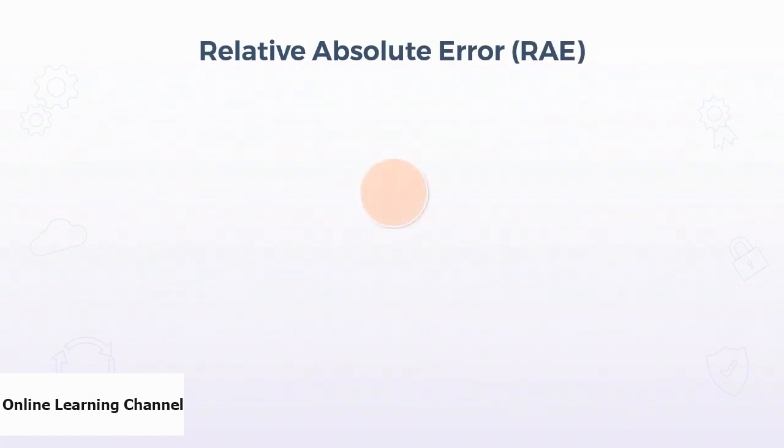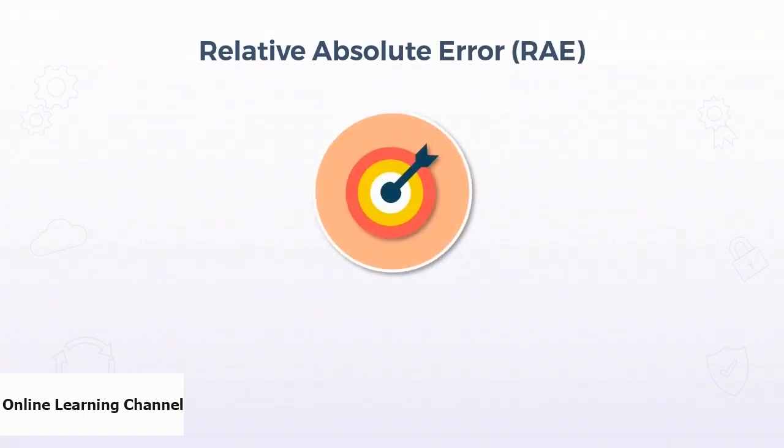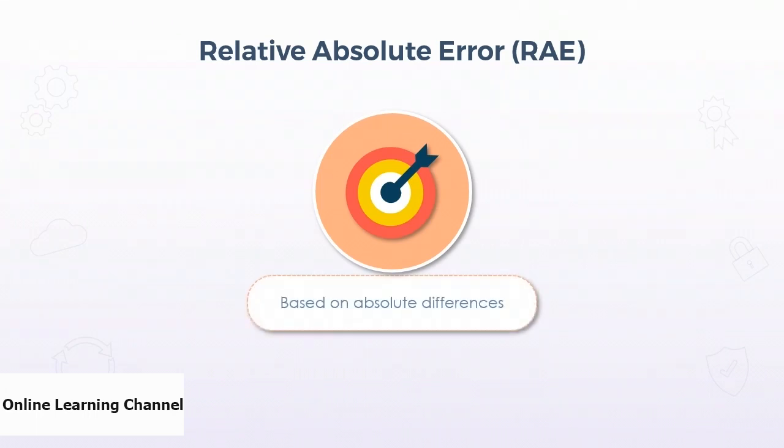And that brings us to the relative absolute error metric. This is very similar to the relative squared error metric, and just like RSE, it produces a relative number between 0 and 1. And that means that the metric that's produced is without units. So just like RSE, the relative absolute error metric can be compared with different models that produce different values in different units. The difference between relative absolute error and RSE is that the relative absolute error metric is based on absolute differences.